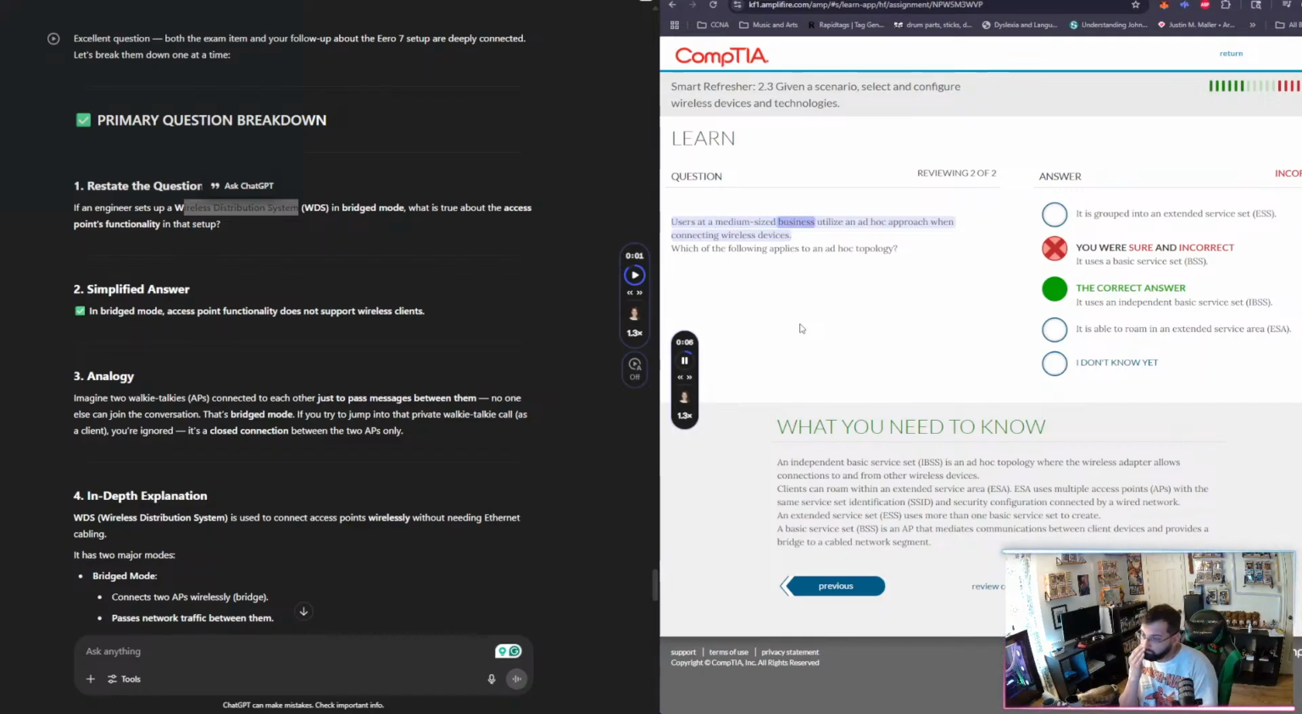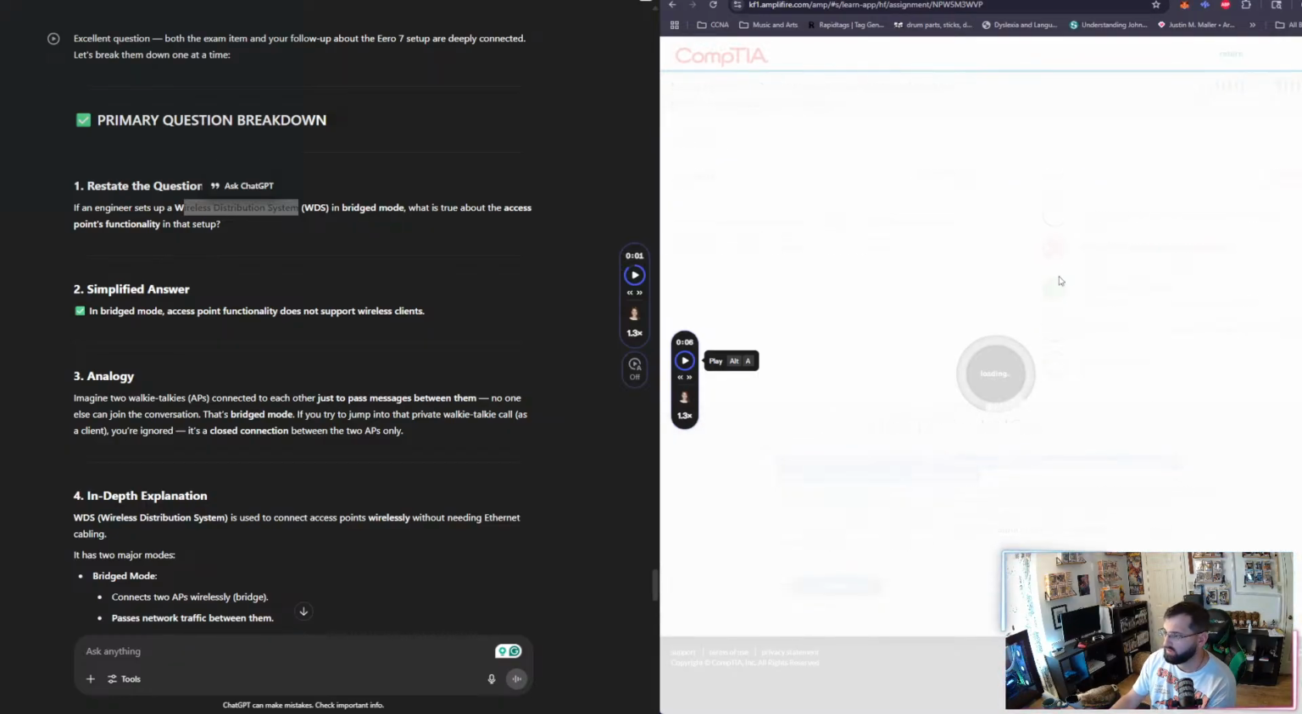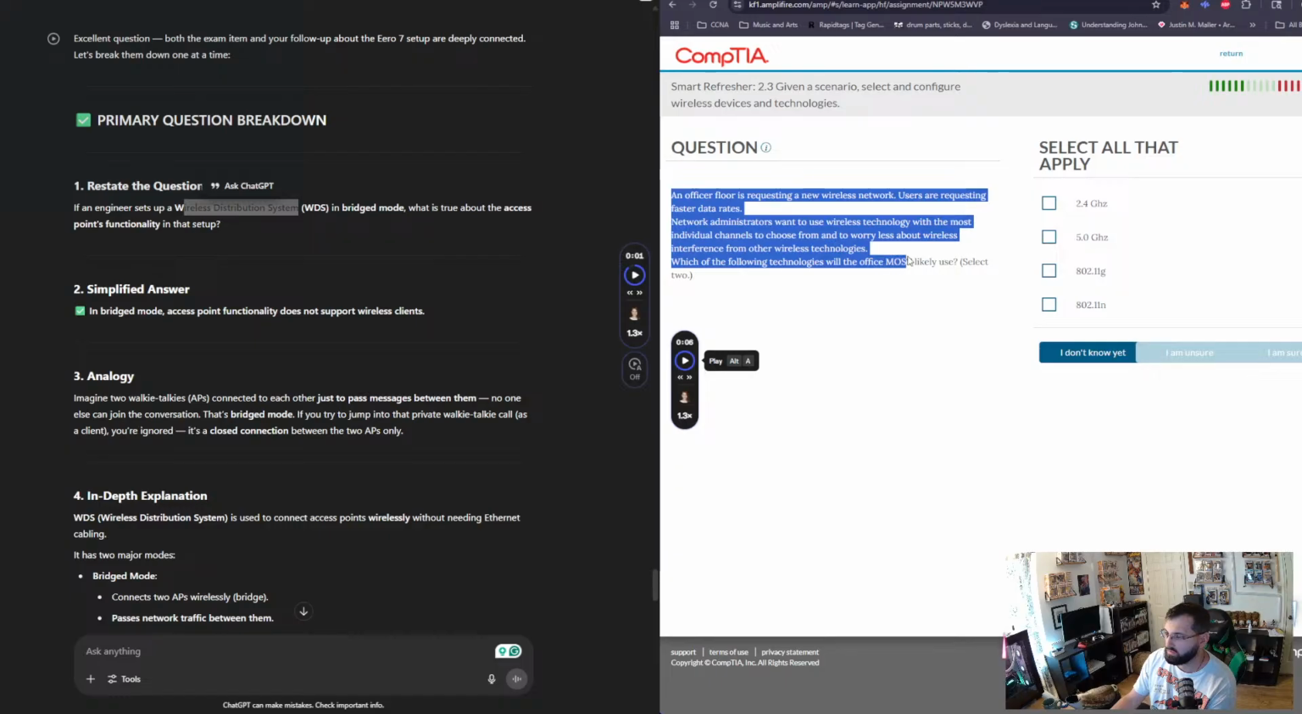Users at a medium-sized business utilize an ad hoc approach when connecting wireless devices. Which of the following applies to an ad hoc topology? It was this one because it says independent. Independent meaning that it is away from everything else. An independent basic service set, IBSS, is an ad hoc topology where the wireless adapter allows connections to and from other wireless devices. So why don't my headphones use Wi-Fi and use an ad hoc topology?